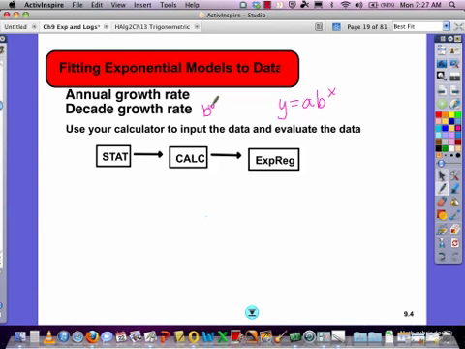So let's start with using the calculator to input the data and evaluate the data. You probably remember our function where we go stat, calculate, and you had some choices, linear regression, quadratic regression we've done, and now we're going to have the case of exponential regression, EXP, if you know your data does show characteristics of an exponential growth or decay situation.